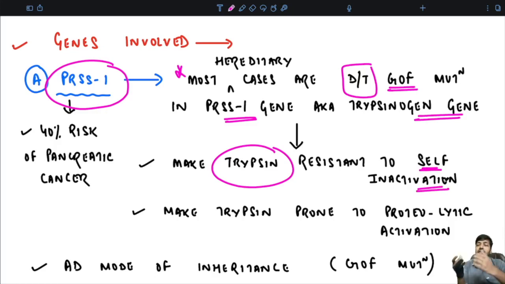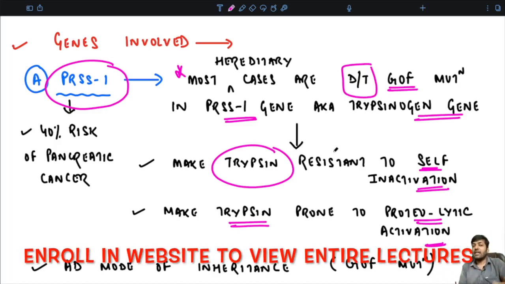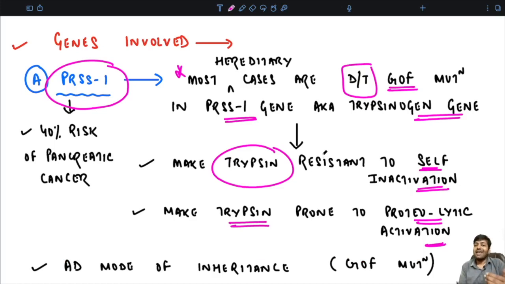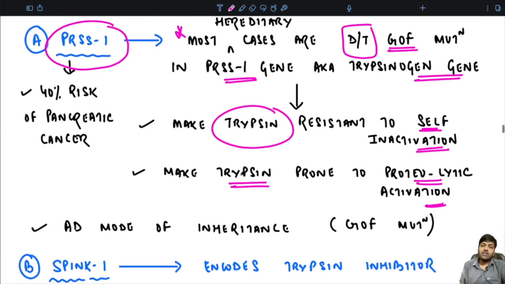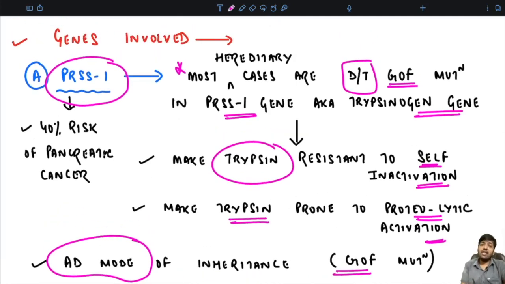Now normally the trypsin self-inactivates. So they are making the trypsin resistant to self-inactivation, so trypsin is always active, or prone to proteolytic activation, or the trypsin by itself becomes active. So the gain of function mutation of PRSS1 leads to activation of trypsin more commonly by itself. Individuals with mutations here have an autosomal dominant mode of inheritance with a gain of function mutation, and such individuals not only suffer from acute pancreatitis, but also have a 40% risk of developing pancreatic carcinoma. Again, a very important MCQ.